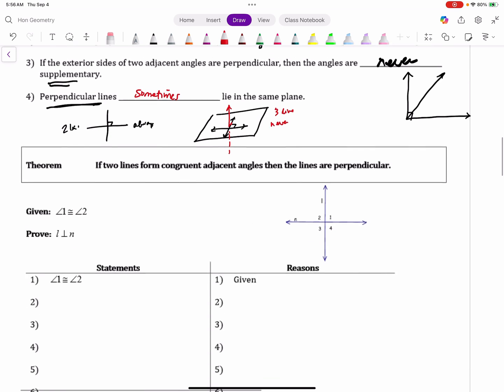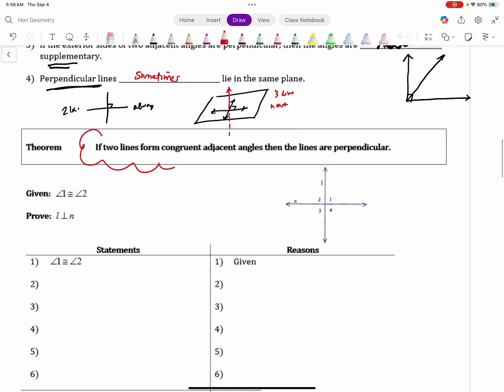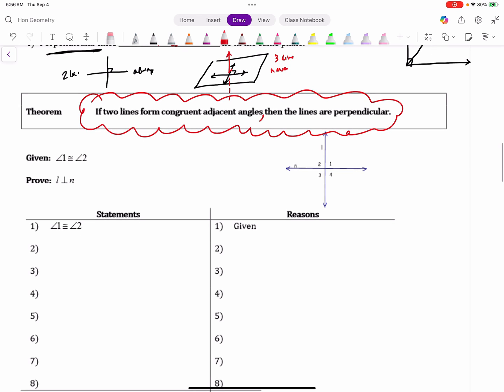Okay. All right, next theorem. If two lines form congruent adjacent angles, ooh, I didn't put the comma, then the lines are perpendicular. All right, so here's our hypothesis. You've got two lines, drew it, they form congruent adjacent angles. So we're saying angles 1 and 2 are congruent and adjacent. So that was given. And then we've got to prove that those lines are perpendicular.